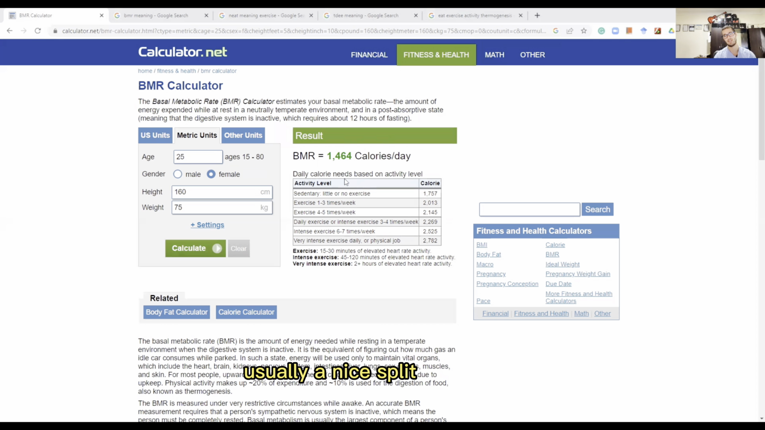Usually a nice split is 30, 30, 40. So you go with 30% of your calories from protein, 30% of your calories from carbs, and 40% of your calories from fat, and just do that. So you can use something like MyFitnessPal, and you just punch in 1,500 calories or 1,700 calories for you, and then you'll do basically exactly what it tells you.